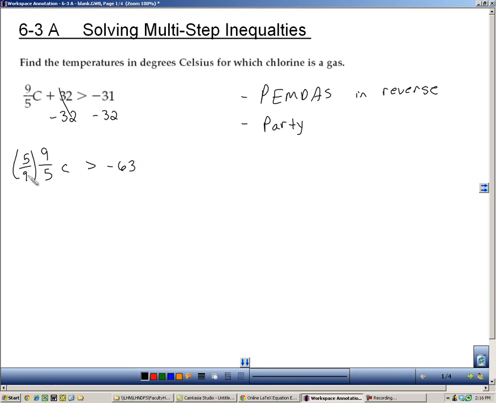Get rid of a fraction by multiplying by the reciprocal, 5/9. Everything will cancel, leaving a C. Here 9 goes into 63 7 times. Negative 7 times 5 is negative 35. The question is, do I have to switch the symbol? And the answer is no, because the number that I multiplied by was positive, so the symbol stays the same. So that's solving an inequality using, in this case, two steps, one subtraction and one multiplication.